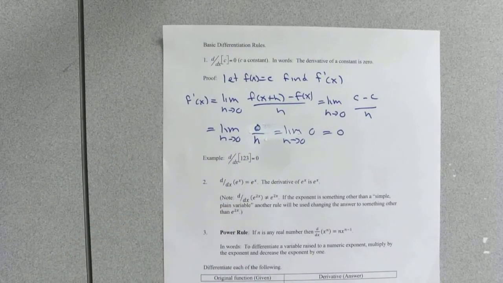Next rule, the derivative of e to the x is e to the x. And you're just going to believe me on that one. We're not going to prove anything. You're just going to trust me on it. So in words, the derivative of e to the x is e to the x. e to the x is its own derivative.